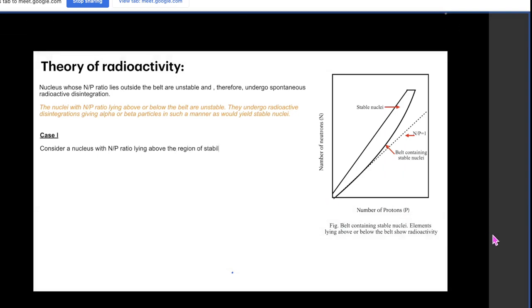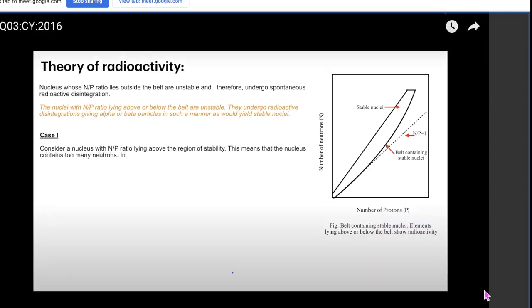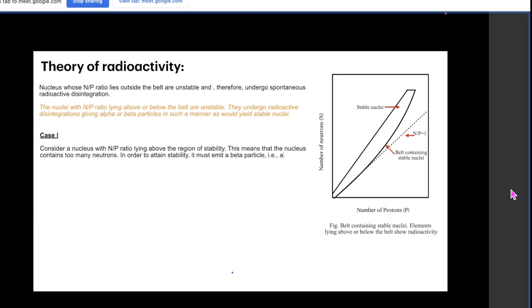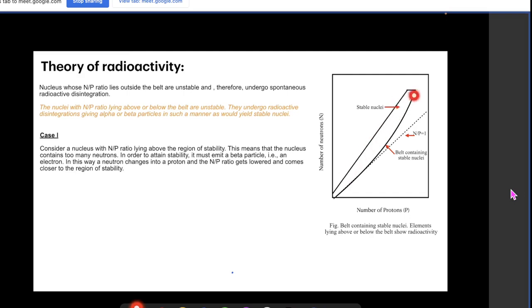So we can consider case number 1, where the N upon P ratio lies above the region of stability. This means that the nucleus contains too many neutrons. If it is above the stability region, it will emit a beta particle, or we can say an electron, in such a way that a neutron changes into a proton and the N upon P ratio gets lowered and comes closer to the region of stability.